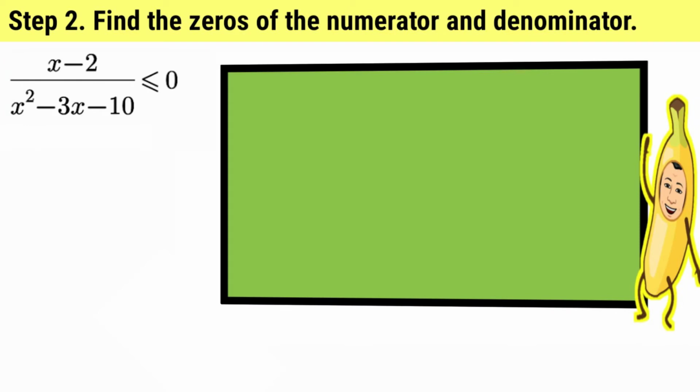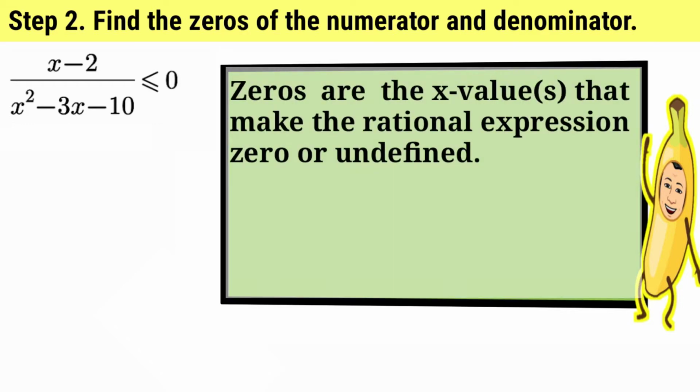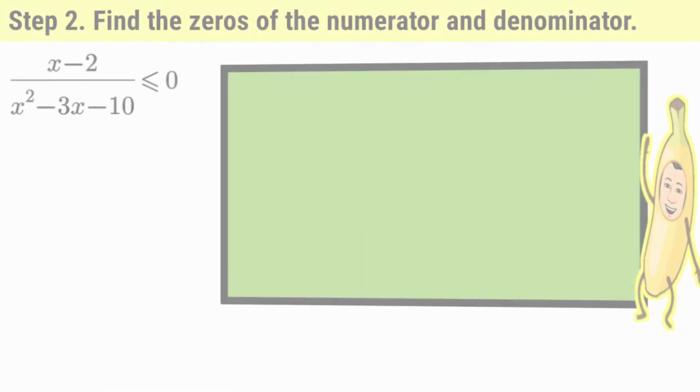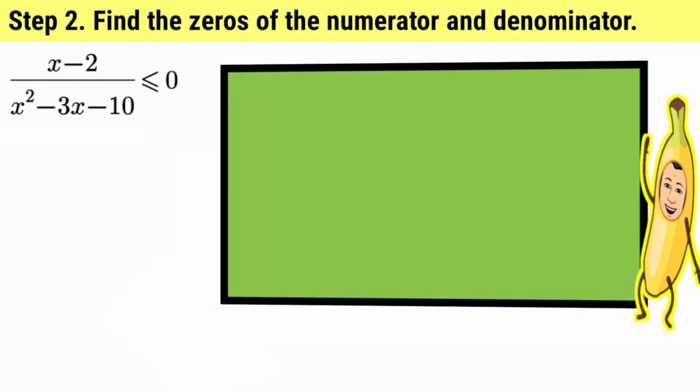Step number 2. Find the zeros of the numerator and the denominator. The zeros are the x value or values that make the rational expression 0 or undefined. If you find it difficult to find what values make the numerator and the denominator 0, then factoring may help you. So now, let us factor the numerator and the denominator completely, or get all the prime factors of the numerator and the denominator.